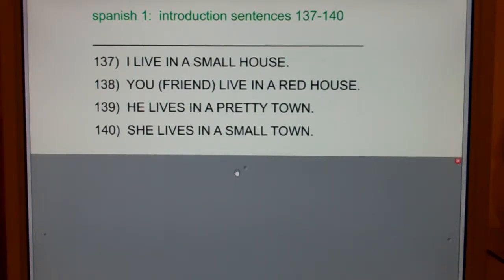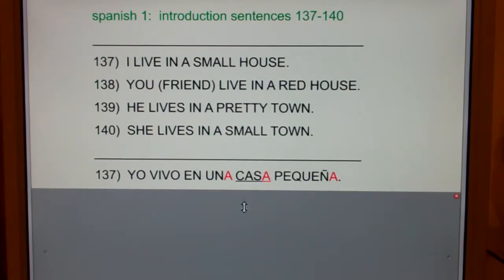137. I live in a small house. Yo vivo en una casa pequeña.